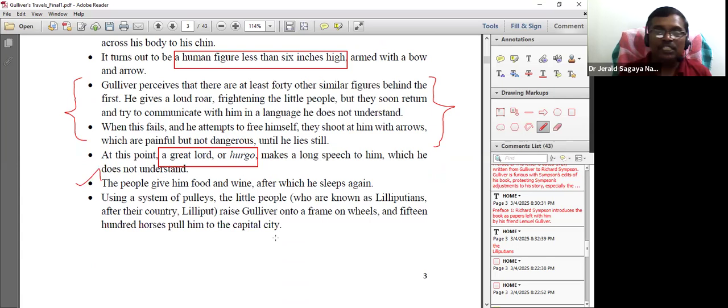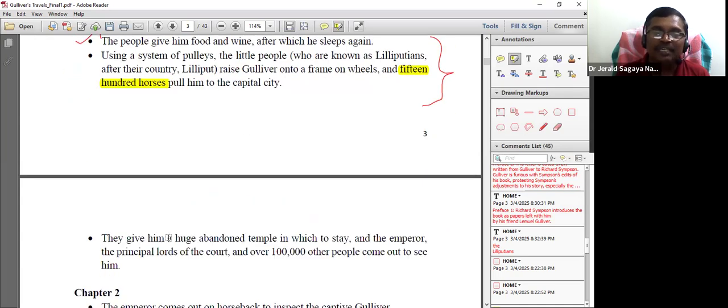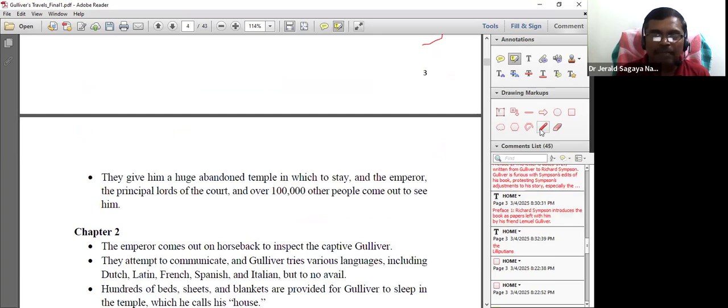And they used a system of pulleys. They prepared a frame, and 1,500 horses were employed to transport this man from the seashore to the capital city. How many horses did they use? 1,500 horses were used to pull him into the city, and then he was lodged in an abandoned temple, and the emperor and the principal lords of the court and over 1 lakh other people came to see him. This is in chapter 1.